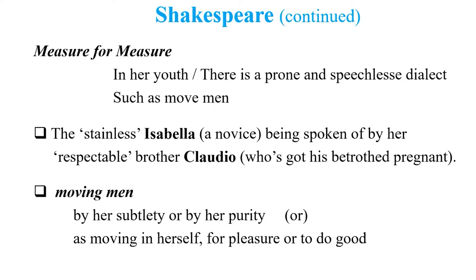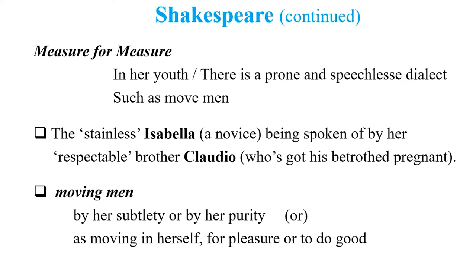And the Duke comes back, the one who went away. He comes up with another plan so that he can catch Angelo red-handed in another act. Because Angelo sleeps with his fiancee, the one who is in love with Angelo, instead of Isabella.